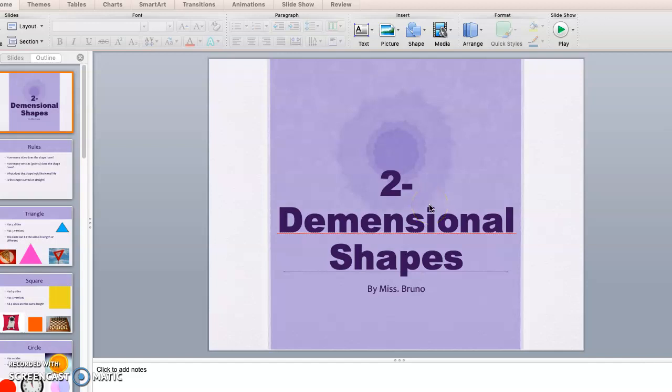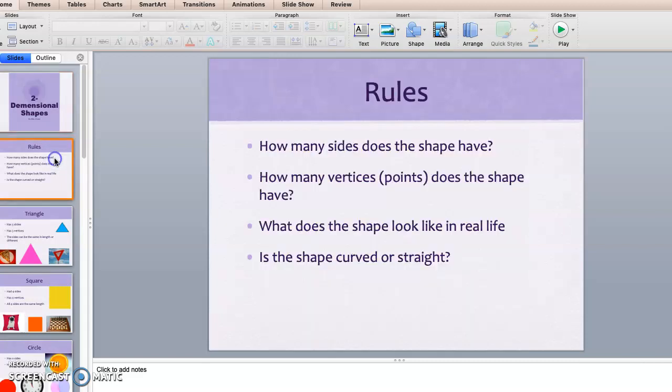Hello class, today we are going to be doing two-dimensional shapes in our math section. So some of the rules that we will be learning today are how many sides does a shape have, how many vertices or points does this shape have, what does this shape look like in real life, and is the shape curved or straight?